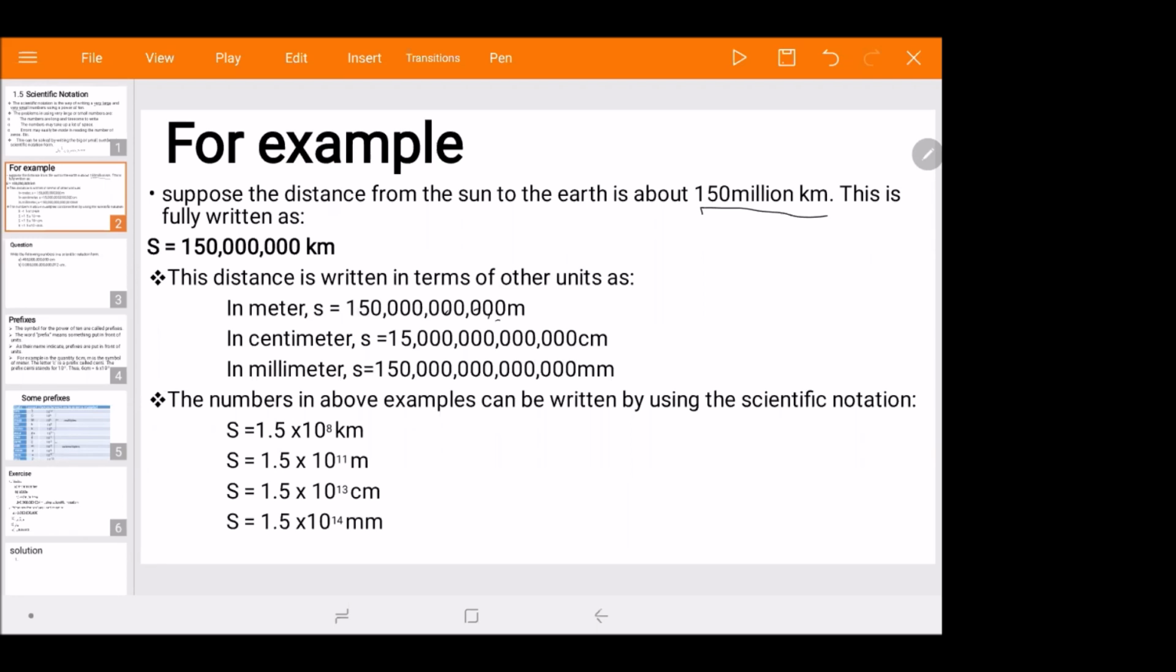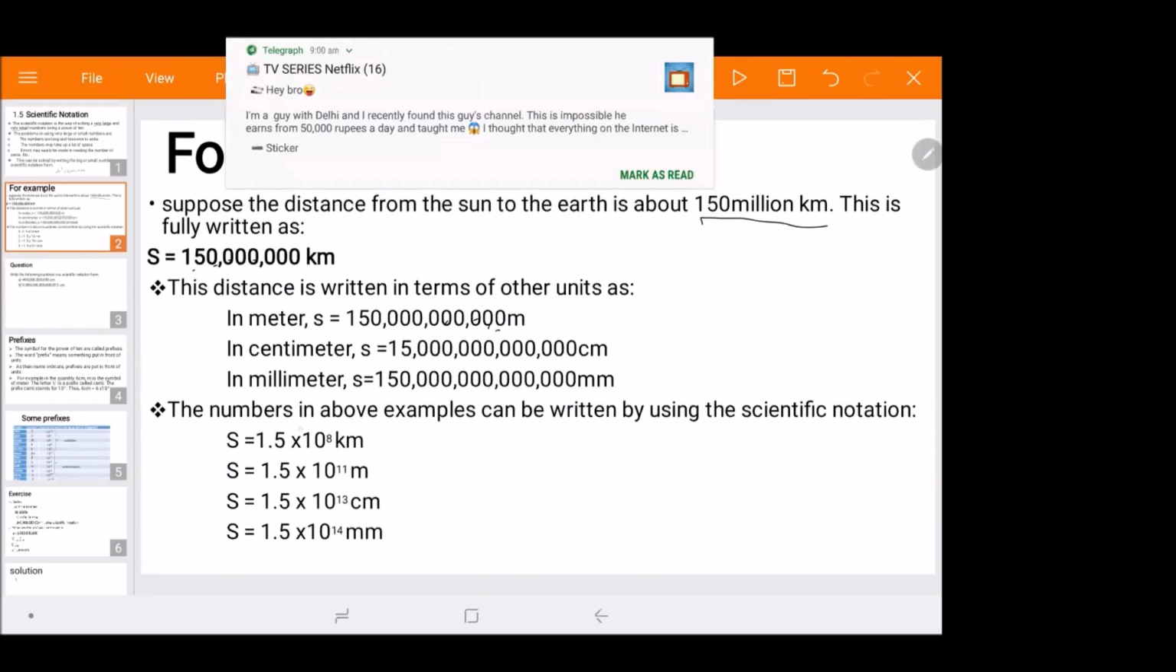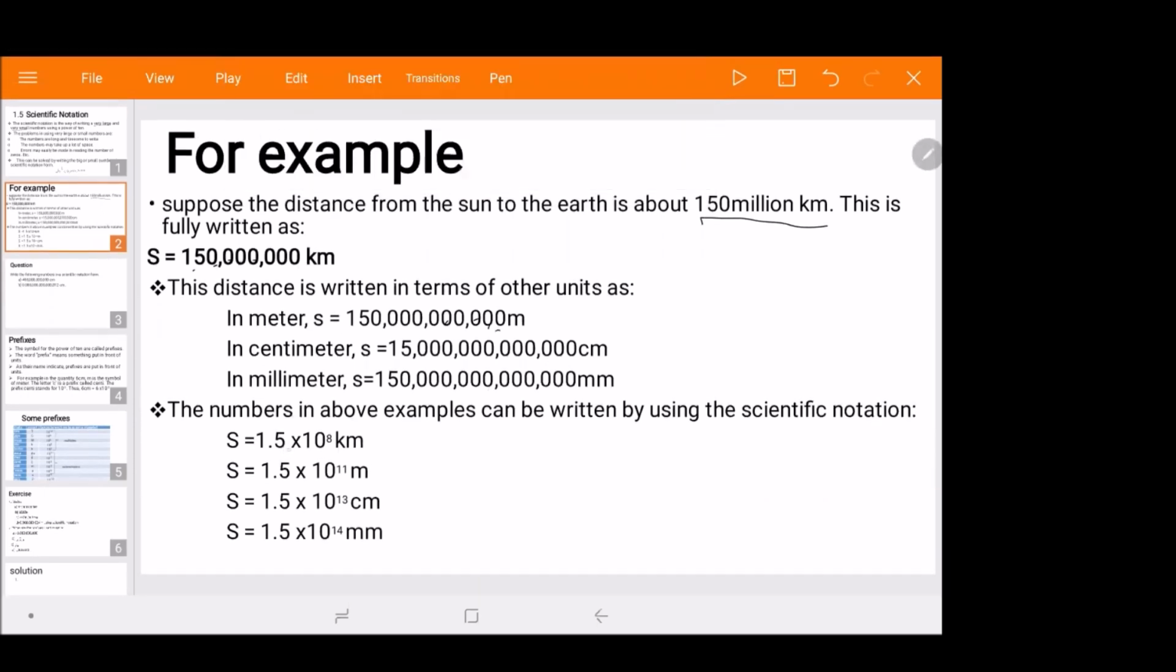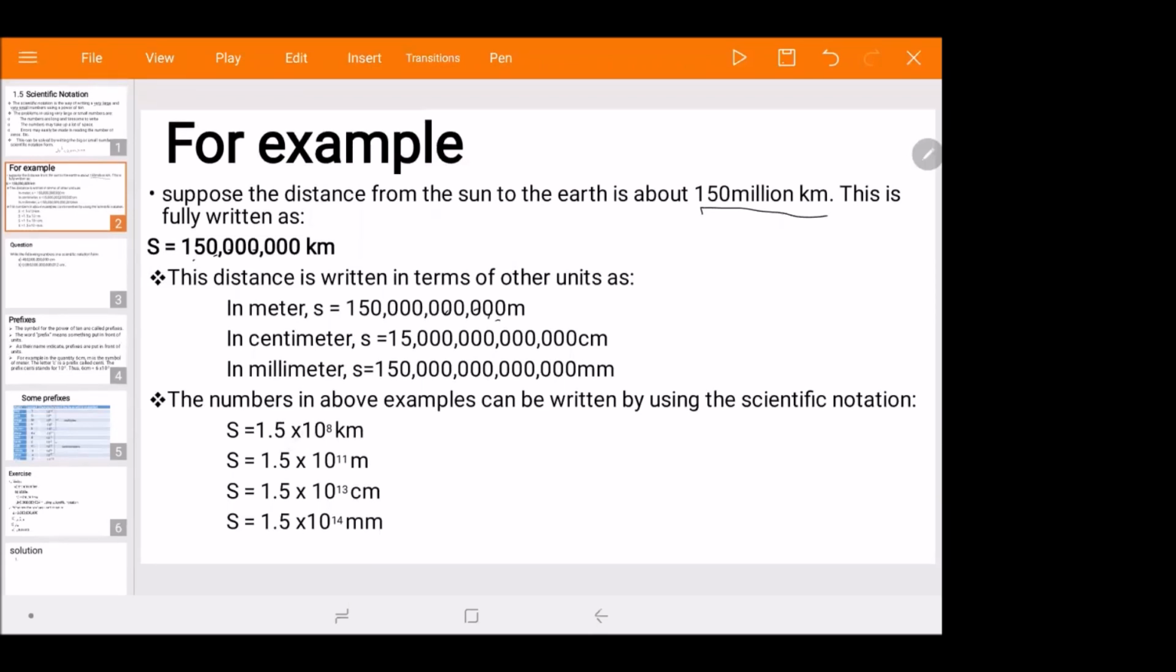In the case of kilometers, 1, 2, 3, 4, 5, 6, 7, 8. Have you seen? So when we write this distance, given in kilometers, by scientific notation, it is 1.5 times 10 to the power of 8 kilometers. If you compare, this one is very short, by scientific notation.